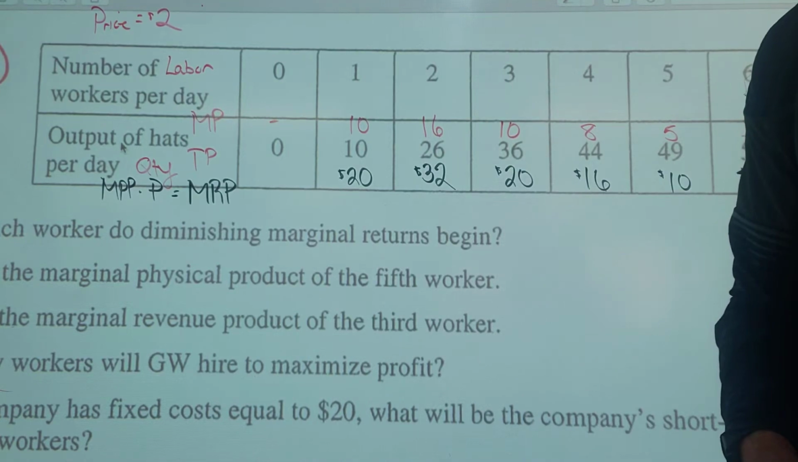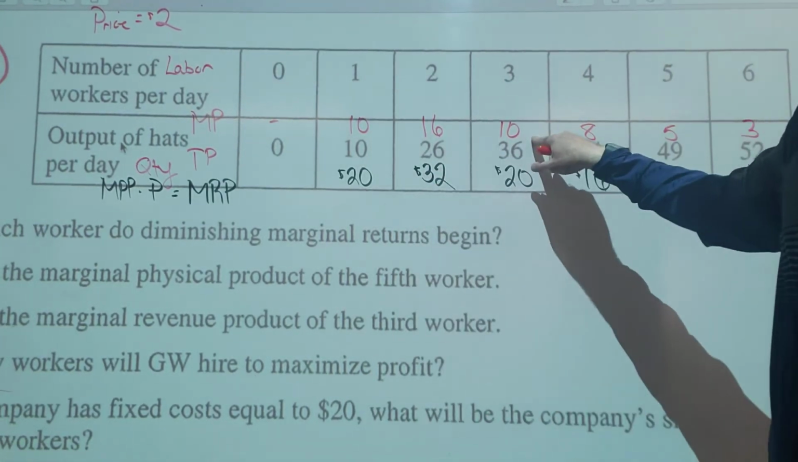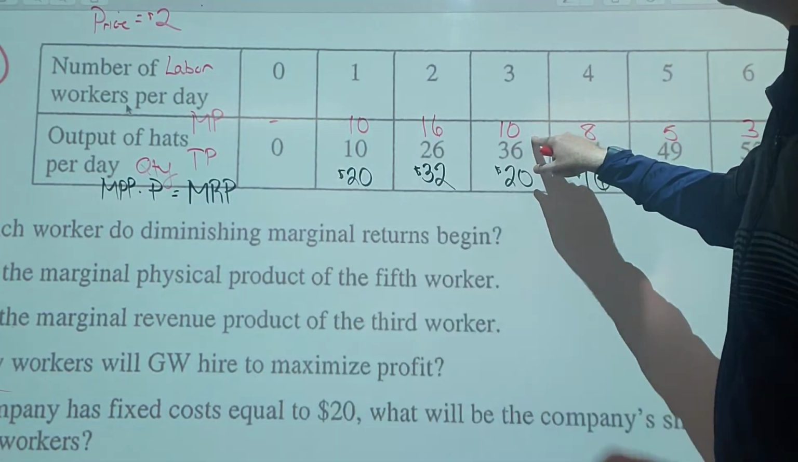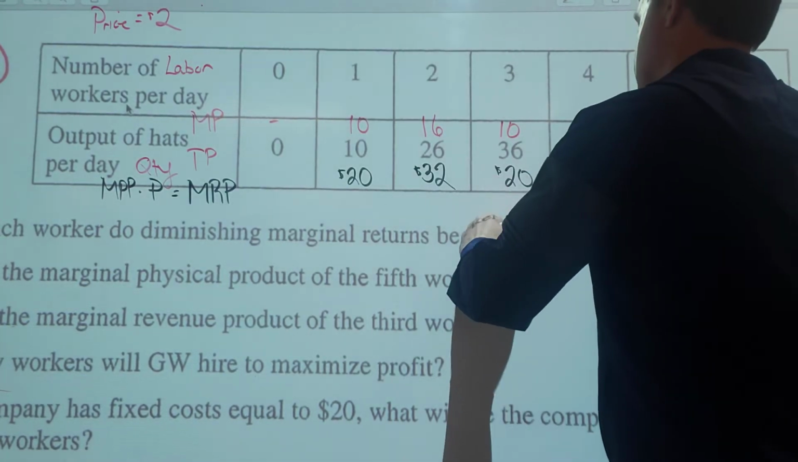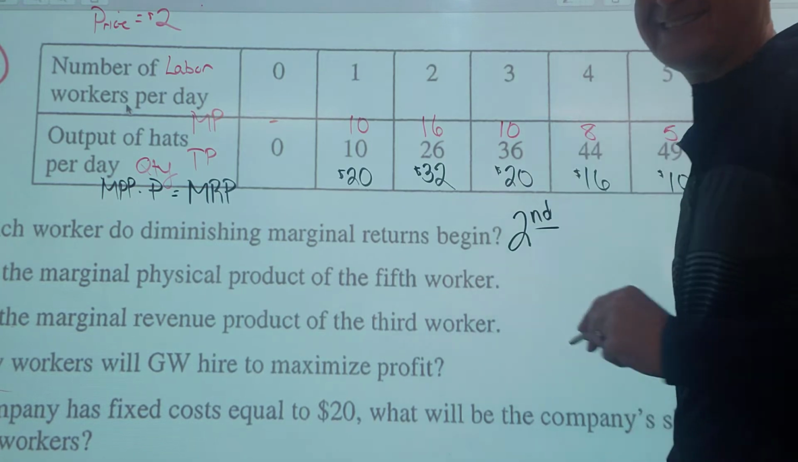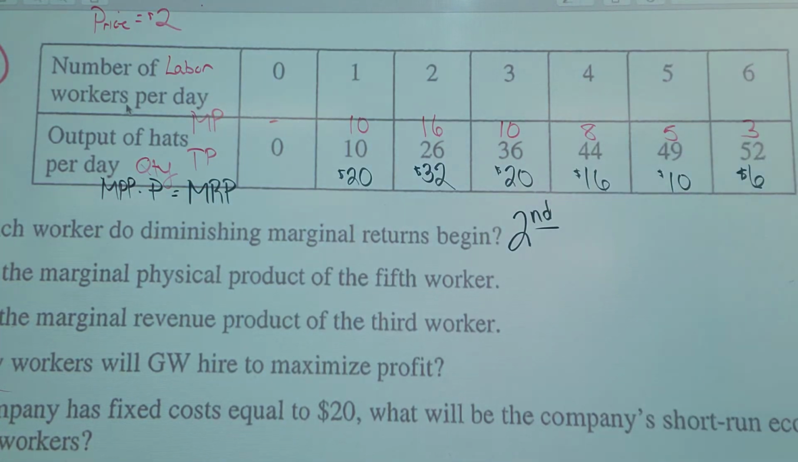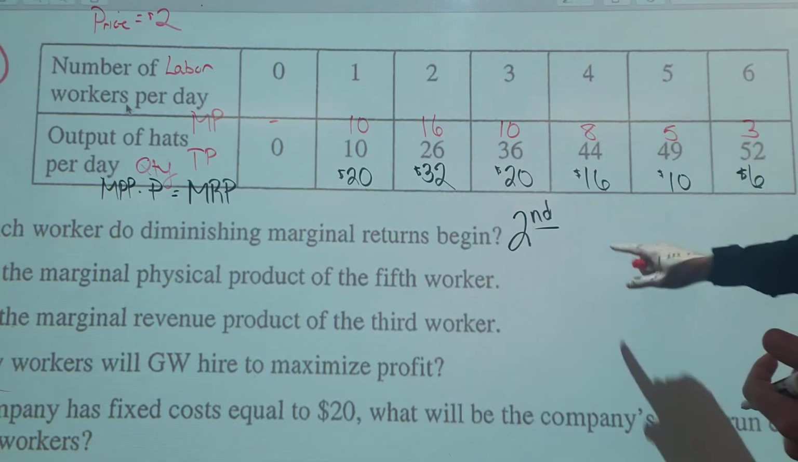But when I go from 16 to 10, what I now see is that is diminishing marginal returns. So it's after I hire the second worker. If it said with the hiring of which worker, the answer would be 3, but it says after the hiring of the second worker.